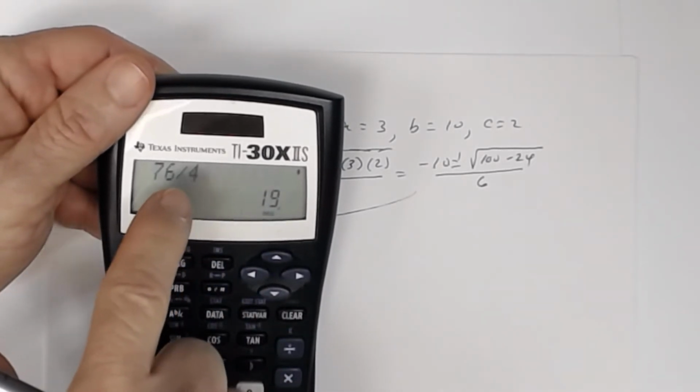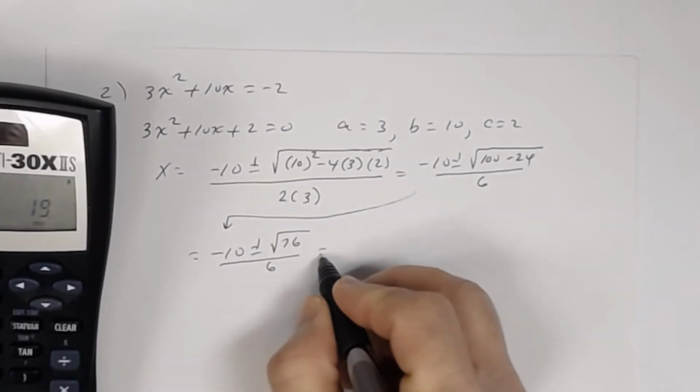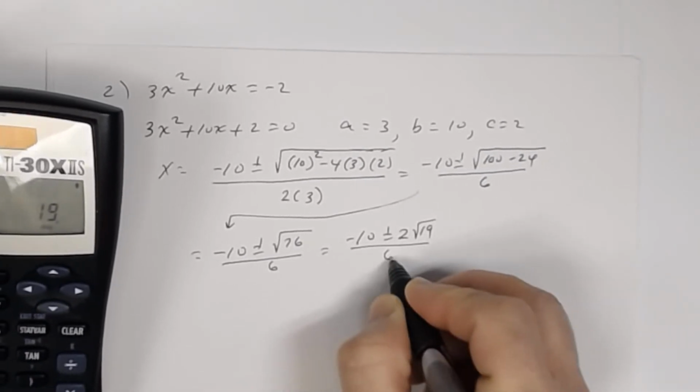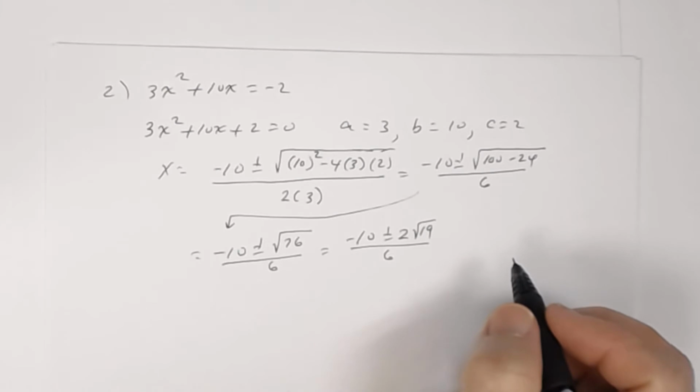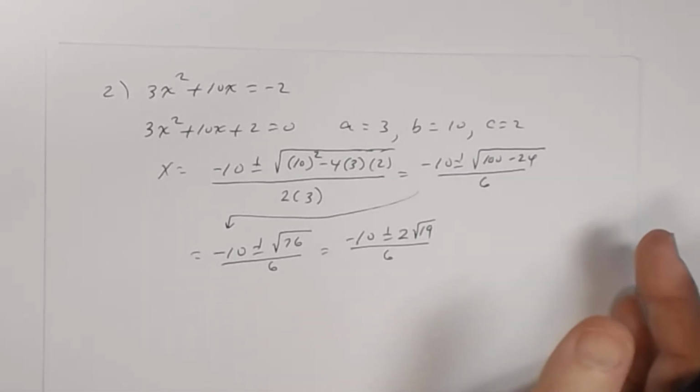So this becomes the square root of 4, which is 2, so I get 2 square root of 19. So this becomes negative 10 plus 2 square root of 19, all divided by 6. Okay, now, at this point, there are a couple of things that you can write your answer as.